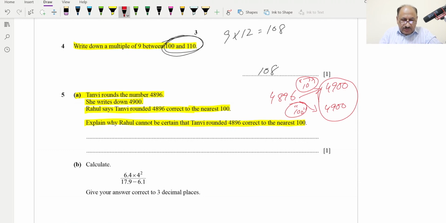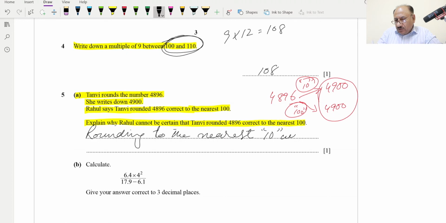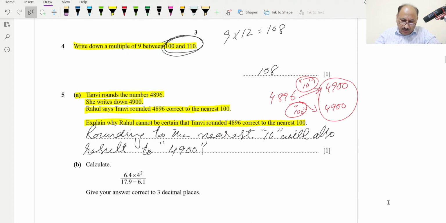So our answer will be: rounding to the nearest 10 will also result in 4900. So that's why we are not certain.